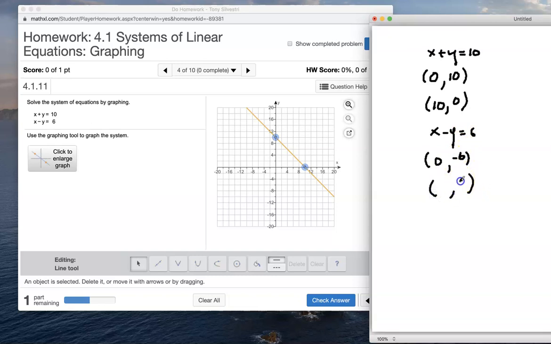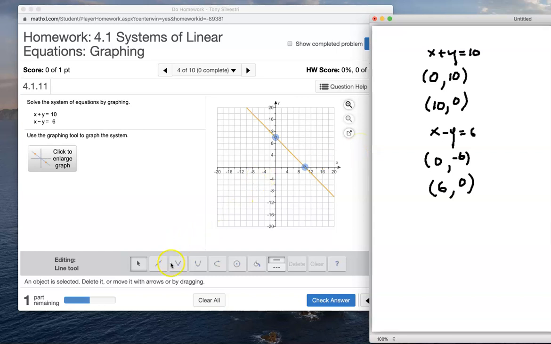If y is 0, we plug in 0 for y, and you pick zeros because they're easy to deal with. When you plug in 0 into an equation, the term goes away. That's the reason why I'm picking zeros. X minus 0 equals 6. I guess x is 6. So those are the 2 points.